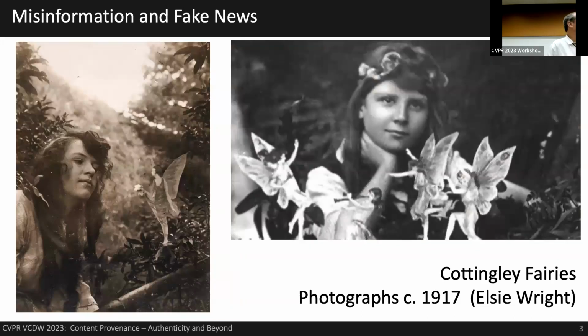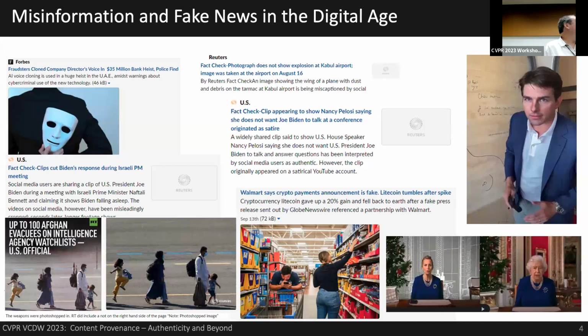Also, the problem of visual fake news and misinformation is not a new problem either. This is a very well-known classical example of a fake image of a girl interacting with some fairies at the end of the garden, but it fooled people for decades before the photographer confessed that they were just cardboard cutouts. This is Elsie Wright back in 1917. But of course, fast forward to today, and clearly the problem's been amplified by technology.